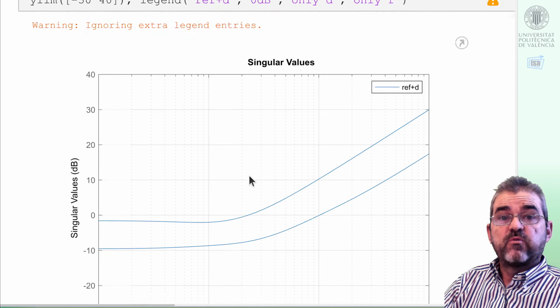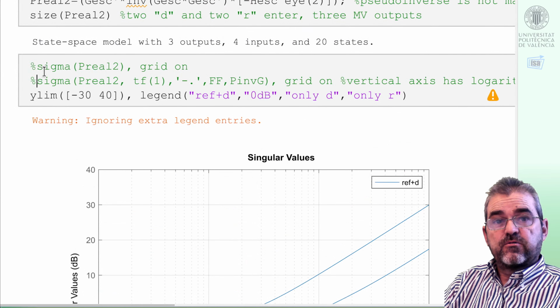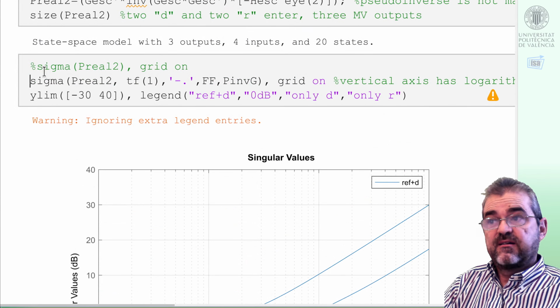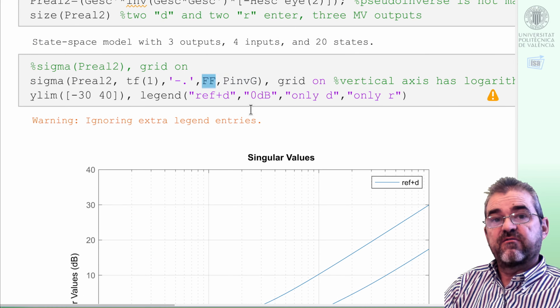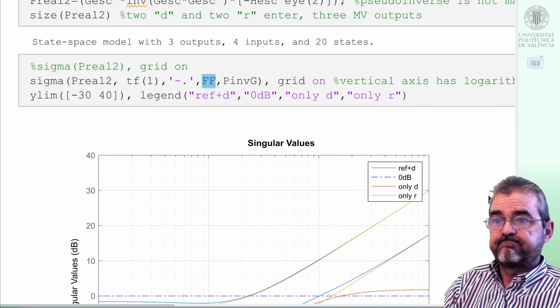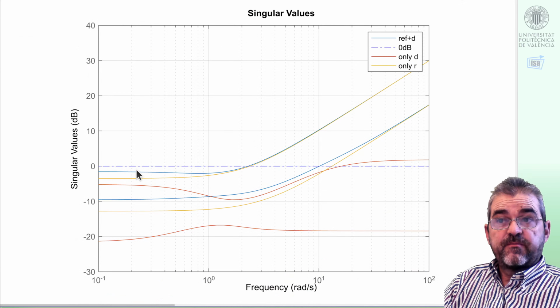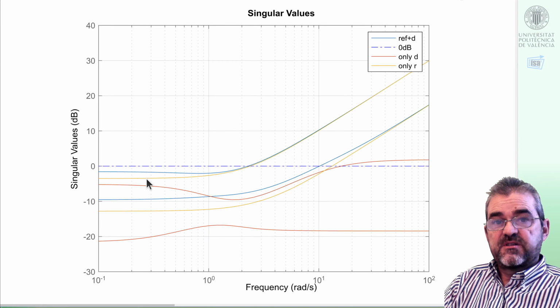In order to compare, we will superimpose the combined set point and disturbance control demand with the only set point pseudo inverse of G and only disturbances, the FF feedforward 1 we computed earlier on in this video. Then in blue we have the combined set point and disturbance worst case effect. In yellow we have the input requirements for just set point tracking. They are easier, of course, so the yellow principal gains are below the blue lines.